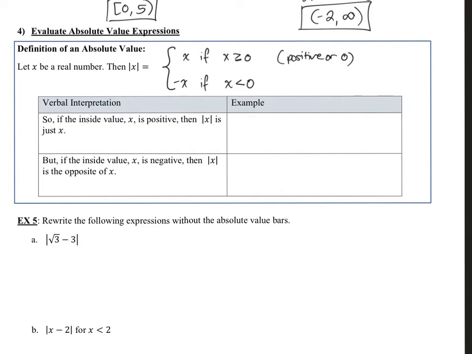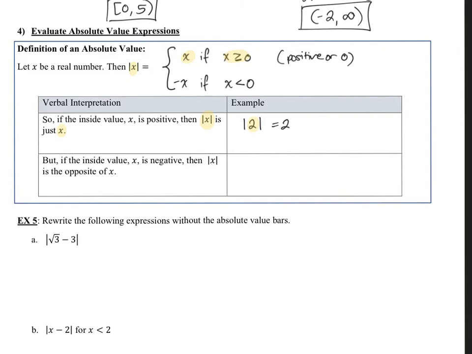Okay, so that's what we're going to be working on. Alright, so verbal interpretation. If the value inside x is a positive number, then when we drop the absolute values, it's just going to be whatever is on the inside. Okay, so for example, if I look at the absolute value of 2, what will I write if I drop the absolute value sign? Well, let's look at 2. 2 is already a positive number. It's already greater than or equal to 0. So what am I going to write down? Whatever's on the inside, 2.